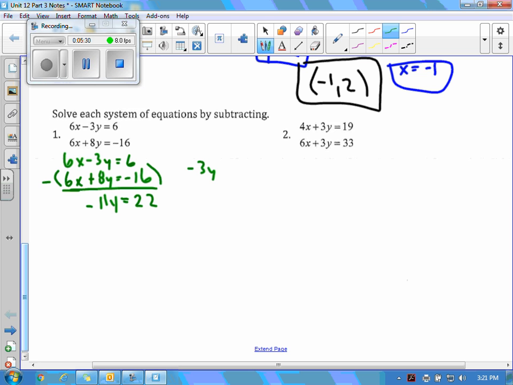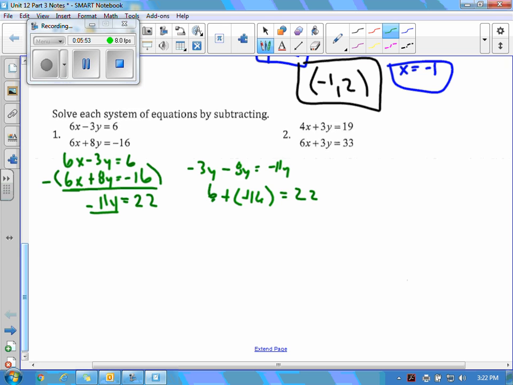I did negative 3y minus 8y and got negative 11y. Then I did negative 6 minus negative 16, so plus a positive 16, which is how I got 10. Okay, so that's step 1: add and subtract to eliminate a variable.